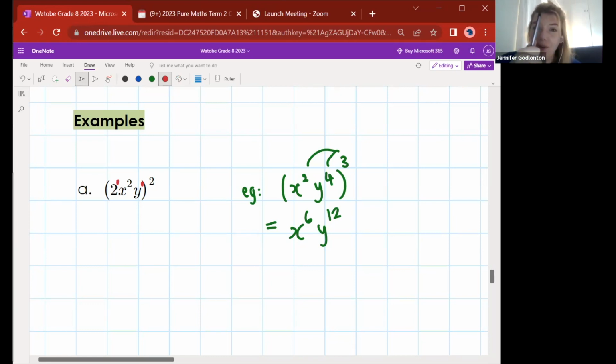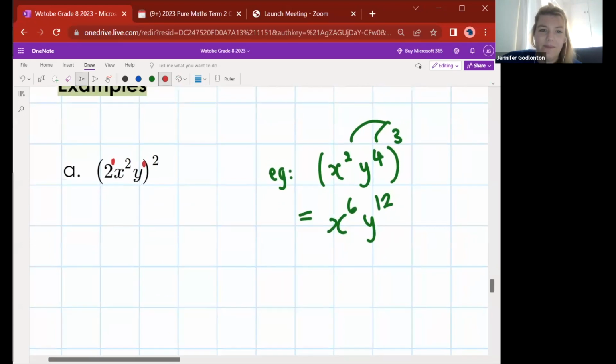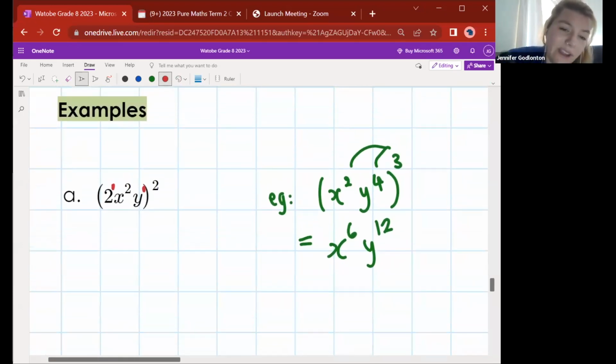Remember that 2 would also have a power of 1. So if there is no power, then we have to give it a power of 1 so that we know that there would be a 1 there. So we're just going to use the same logic that we've used over here. We're going to distribute that 2. So we're going to say 1 times 2, 2 times 2, 1 times 2.